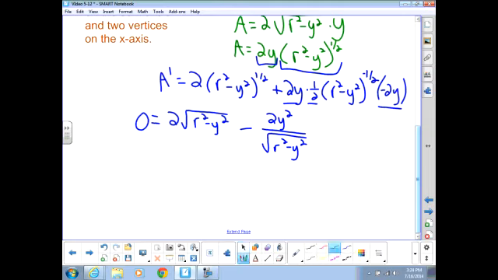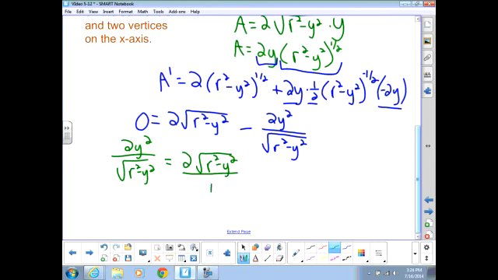And now because r is a constant, our answer is going to be in terms of r. So it's okay to still have r's in our answer. And we're going to work to get y by itself. So let's add that negative fraction over, and we'll get 2y squared over square root of r squared minus y squared is equal to 2 square root of r squared minus y squared.